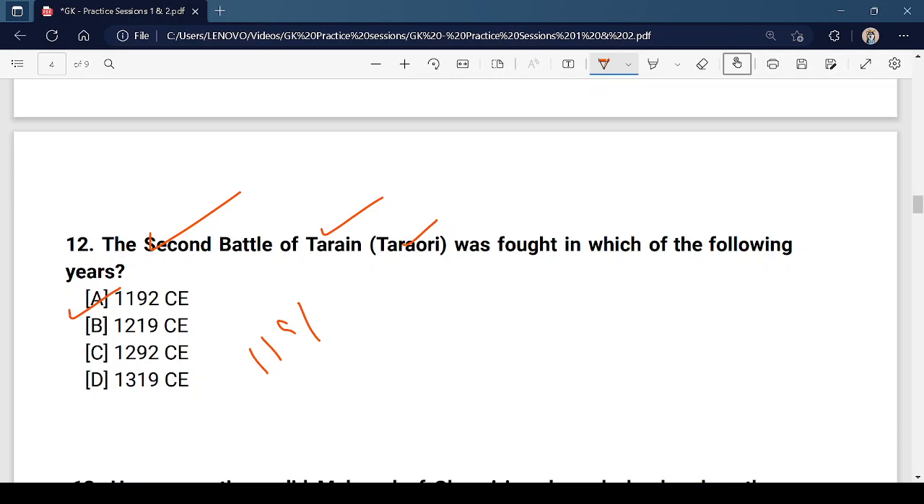Likewise, in the second battle of Terrain, Muhammad Ghori again came with an army, and Prithviraj Chauhan was defeated. This battle is regarded as a turning point in India's history, and it led to the foundation of the Delhi Sultanate in 1206 AD.